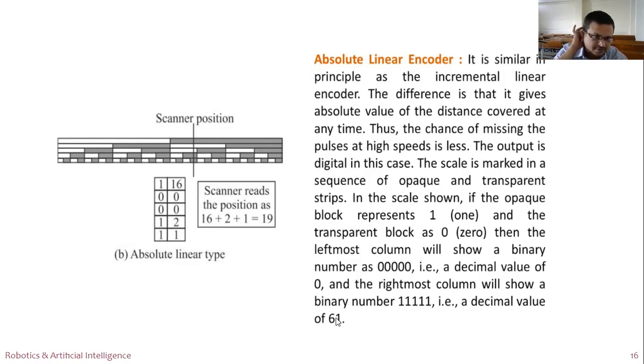But this is nothing but the absolute linear encoder, if you see. This scale is marked in a sequence of opaque and transparent strips. This is the transparent and this is the opaque.